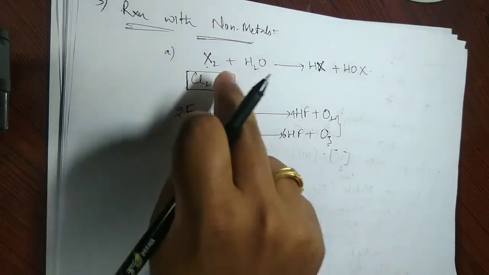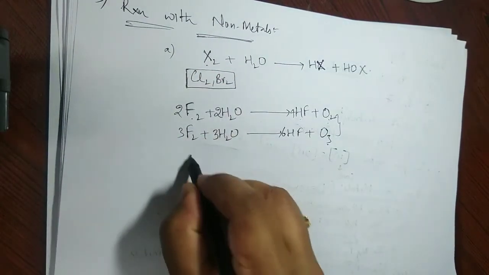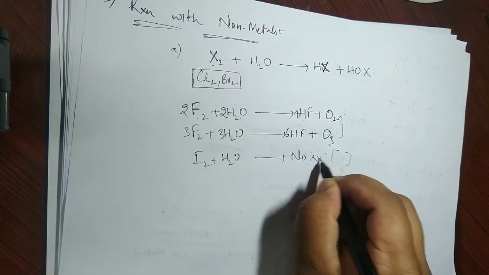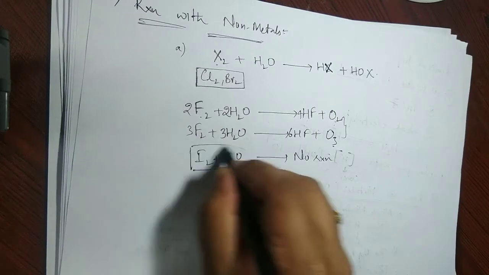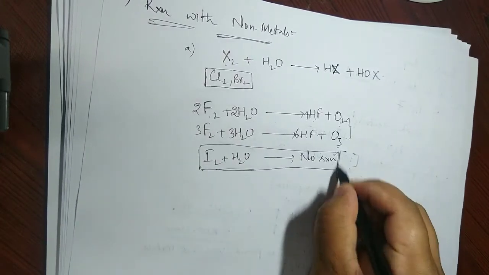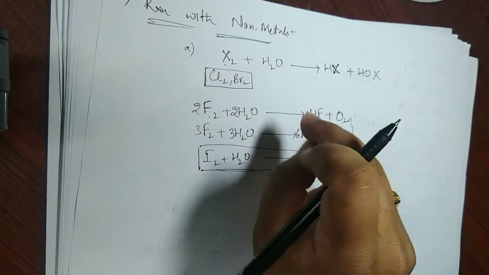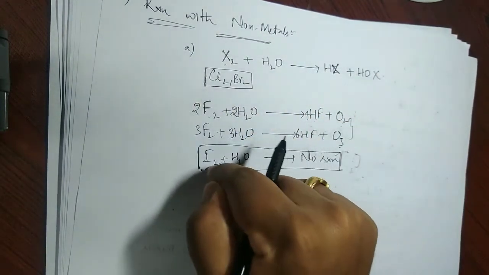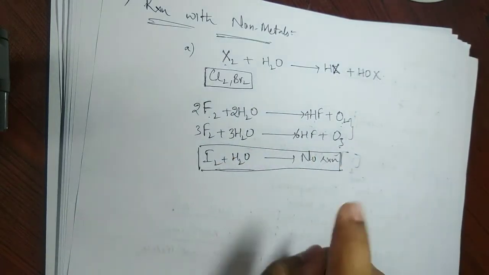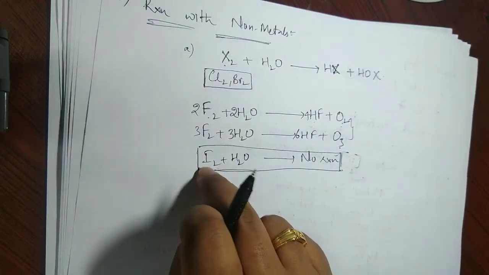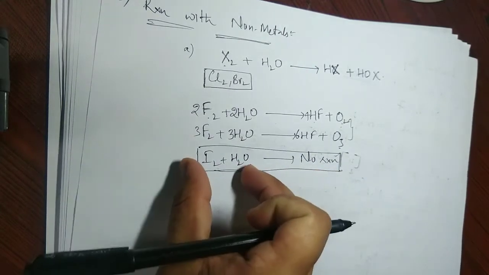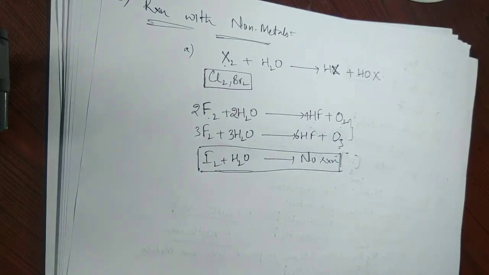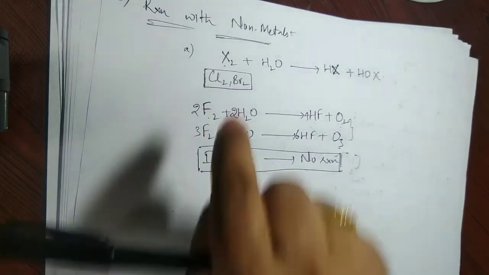With fluorine, chlorine, bromine. With iodine, no. With iodine, I2 plus H2O, no reaction. In fact, the first three do react because their delta G, the Gibbs free energy, is negative, so spontaneous. But for iodine, the Gibbs free energy is positive, which is not spontaneous. Instead, the reverse reaction is possible. We'll talk about that in halogens. As of now, very simple point.